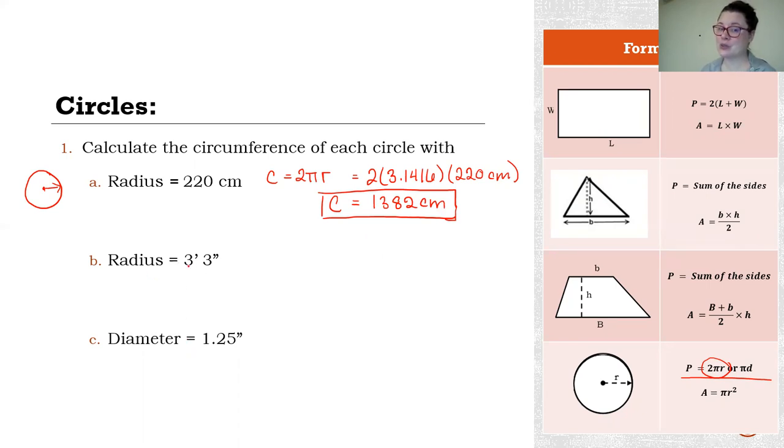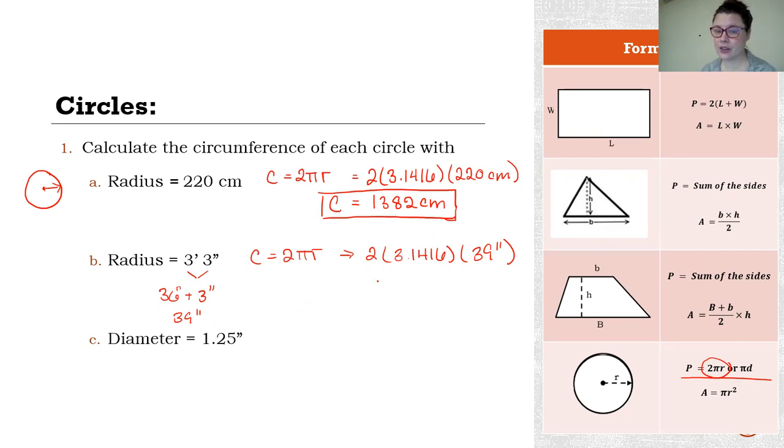Next one, we have a radius of 3 feet 3 inches. Now this one I've included because when we do our formulas, we have the same formula, circumference is 2 pi r. We can't put 3 feet 3 inches in for r. We have to convert that 3 feet 3 inches into something else. So I'm going to say let's go to all inches. 3 feet 3 inches is 36 inches plus 3 inches, which is 39 inches. So let's go ahead and put that into our formula. So 2 times 3.1416 times 39 inches.